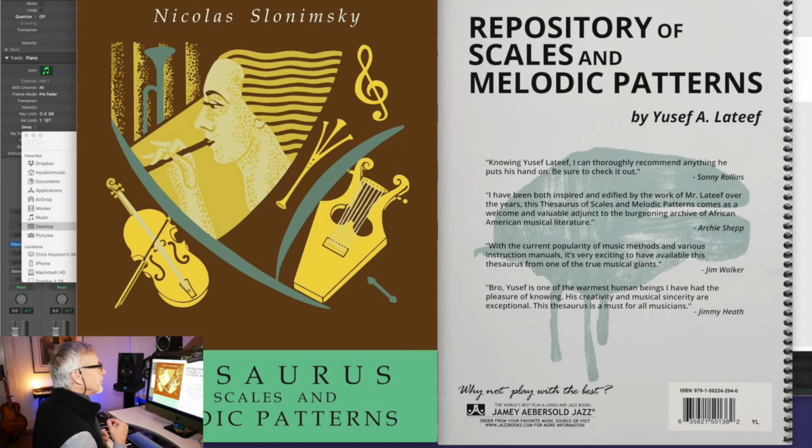When I was in school, Yusef Latif hadn't written his repository of scales and melodic patterns yet. He was a graduate student with my professor, Dr. Roland Wiggins, at the same time that I was in school. He was at the University of Massachusetts at Amherst. And I saw him a lot. He's a terrific theoretician, a great musician, and this book is fundamental as well.